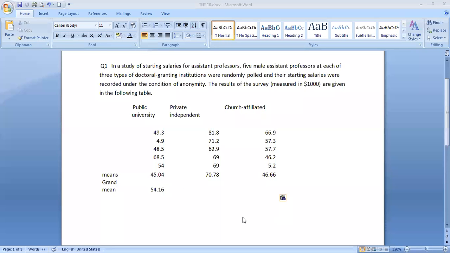Okay, so let's go and check it out. So I just copied that into Microsoft. Okay, these are the sums, the grand total, the means. Now they're asking you to find the first step. So let's look at what is the first step that you need to do.